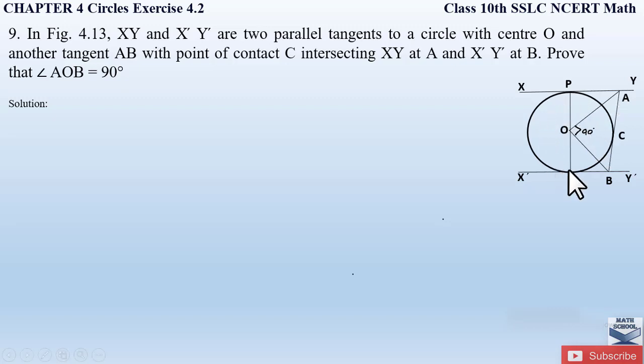So here in the figure you can see that there are two tangents XY and X'Y' at points P and Q which are parallel to each other. These two tangents, that is XY and X'Y', are two parallel tangents to a circle with center O and another tangent AB. So there is another tangent AB with point of contact C intersecting XY at A and intersecting X'Y' at B. So we have to prove that this angle AOB is equal to 90 degrees.